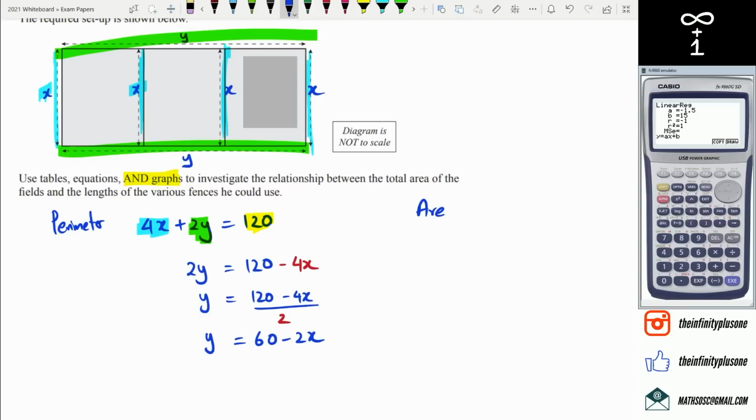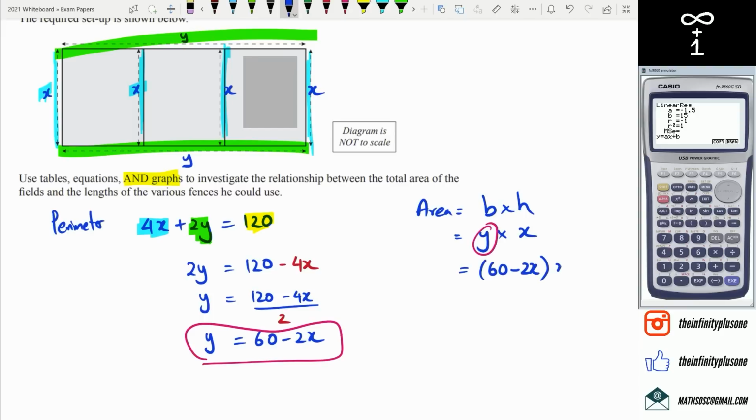Now, if you remember, the area of a rectangle is base times height. So in this case, base is equal to y and the height is x. But because we said that y is equal to 60 minus 2x, we're going to replace the y with 60 minus 2x, multiplied by x. So we've got an equation for area, which is x multiplied by 60 minus 2x. Now we need to try and figure out what the maximum area for this is.